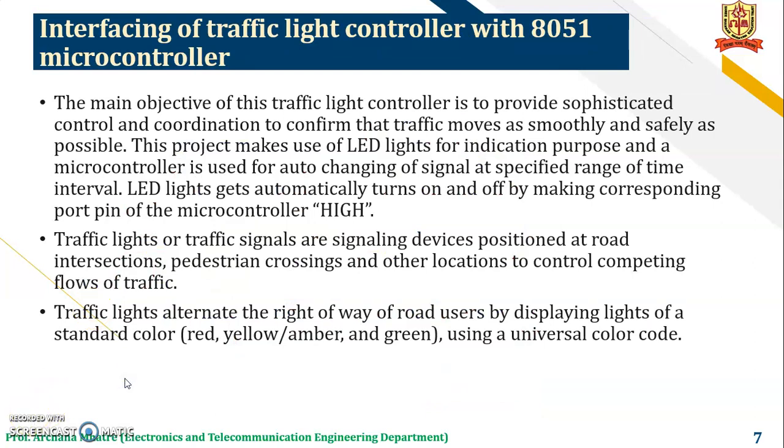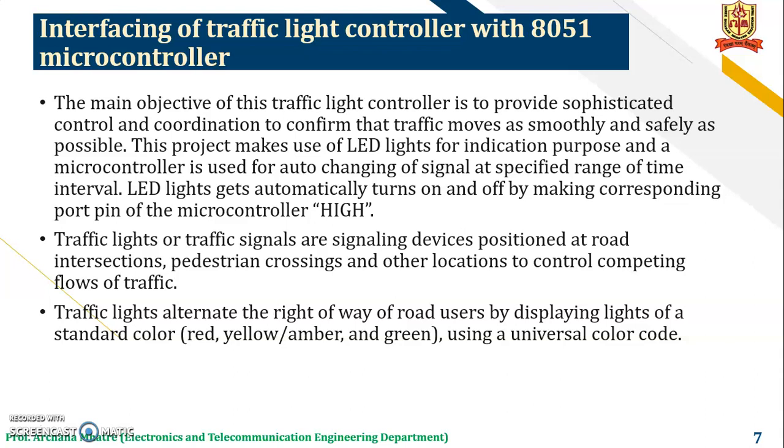Now we will see the explanation of the interfacing diagram. The main objective of this traffic light controller is to provide sophisticated control and coordination to ensure that traffic moves as smoothly and safely as possible. This project makes use of LED lights for indication purposes, and a microcontroller is used for automatically changing the signal at a specified time interval. LED lights automatically turn on and off by making the corresponding port pin of the microcontroller high. When it is high, the LED light goes on, and when the particular port pin of the microcontroller is low, the LED is off.